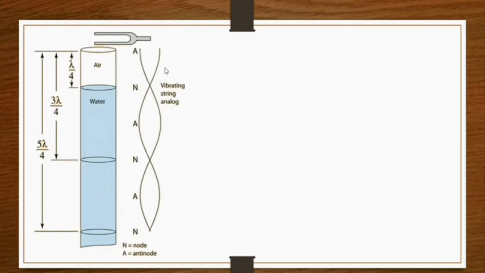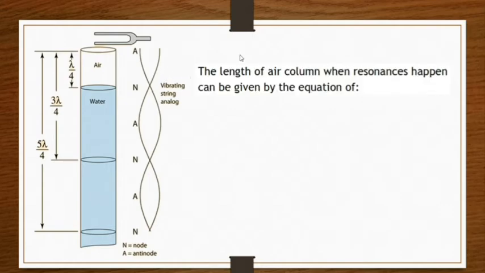So the length of the air column when resonances happen can be given by the equation Ln = (2n - 1) × 1/4 λ, where n is 1, 2, 3, and so on. When there is the first resonance, then n will be equal to 1. So the length of the air column will be (2 × 1 - 1) × 1/4 λ = 1/4 λ. The second resonance is when n equals 2, and so on.